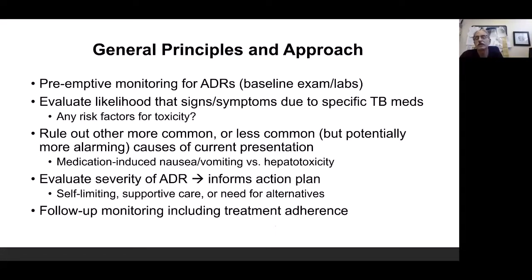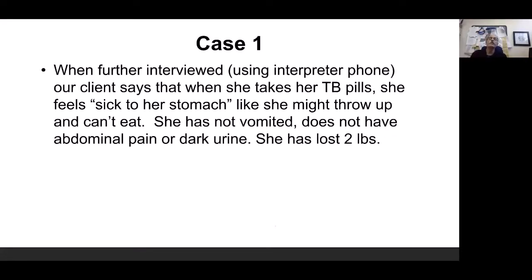All right, so let's go back to our Vietnamese woman who we are going to interview using our interpreter phone to make sure that we have a full understanding of what she's talking about. And what she tells us is that when she takes her tuberculosis medication, she feels sick to her stomach, like she might throw up, and she can't eat. She hasn't been vomiting. She doesn't have dark urine, and she doesn't have abdominal pain. She has lost about 2 pounds in the 2 weeks since she's been on medications.